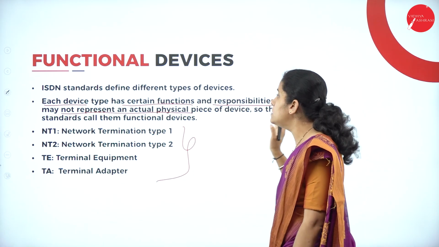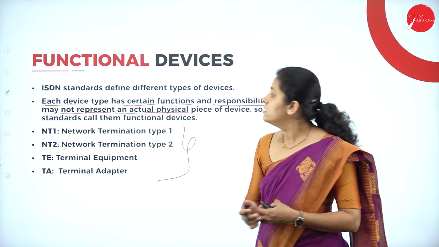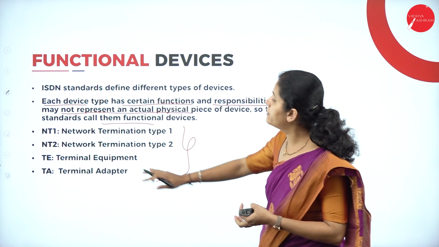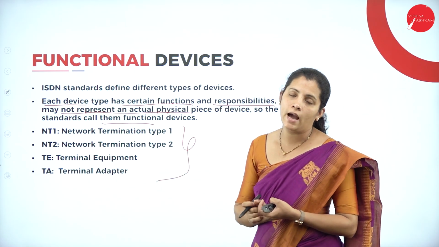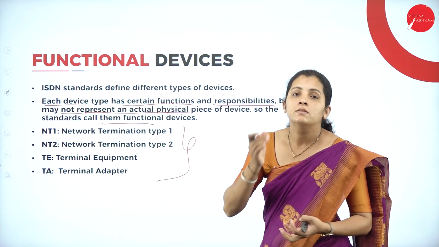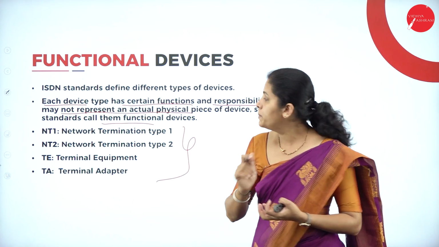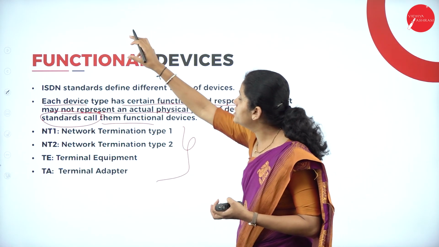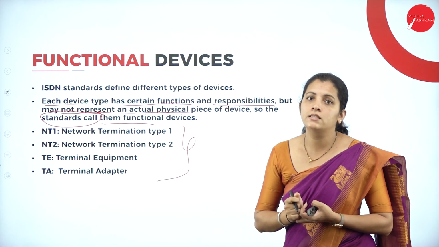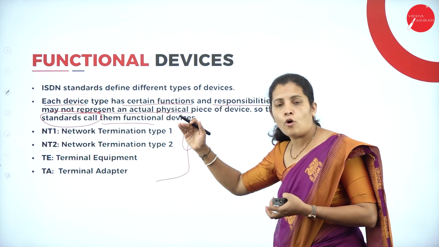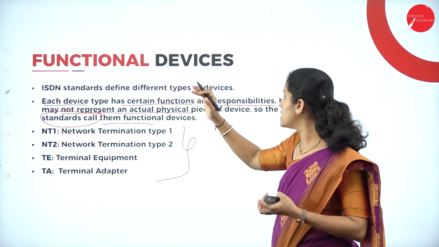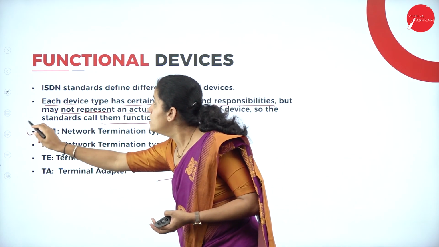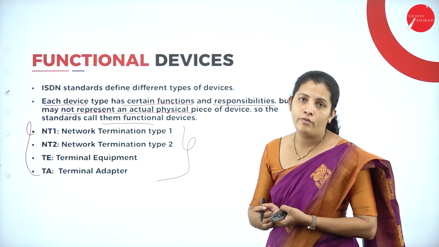So these are called standard functional devices. That means the functional devices are going to make standard calls. In a functional device, each device is responsible to perform certain functionalities as well as responsibilities. So these four are the functional devices of ISDN.